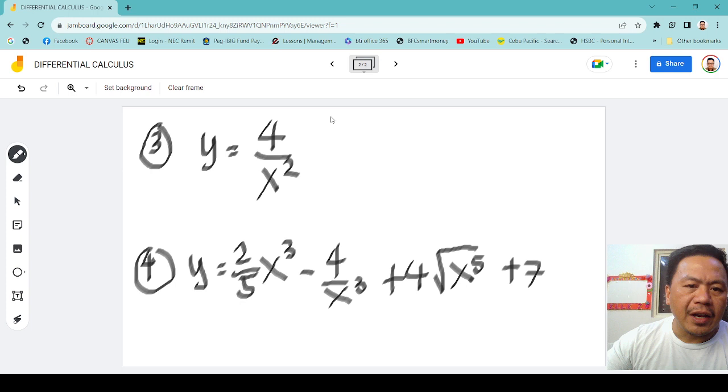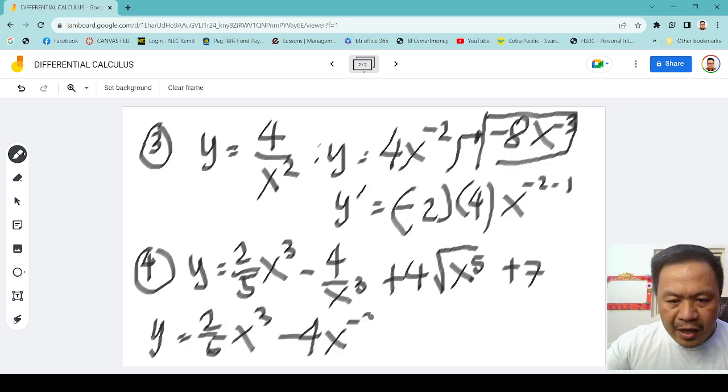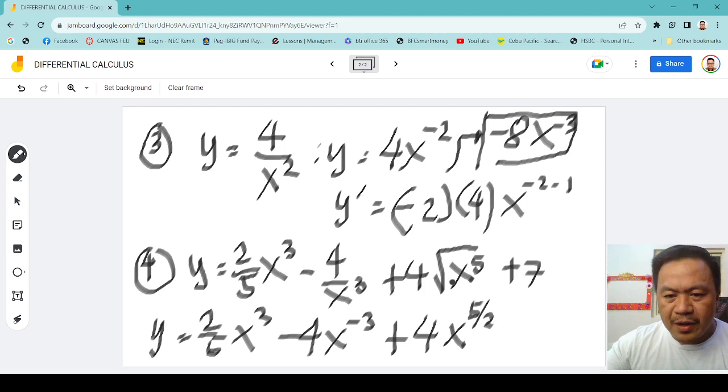Now, if you have this expression, if we're going to get the derivative of this one, okay, better to first rewrite this one, minus 4x to the negative 3, and then you have 4x, this one over, that means 5 over 2, square root. If you have this one, this is just 1 half. Okay, so you have the exponent here is 5 over 2, and then is equal to 7 or plus 7.